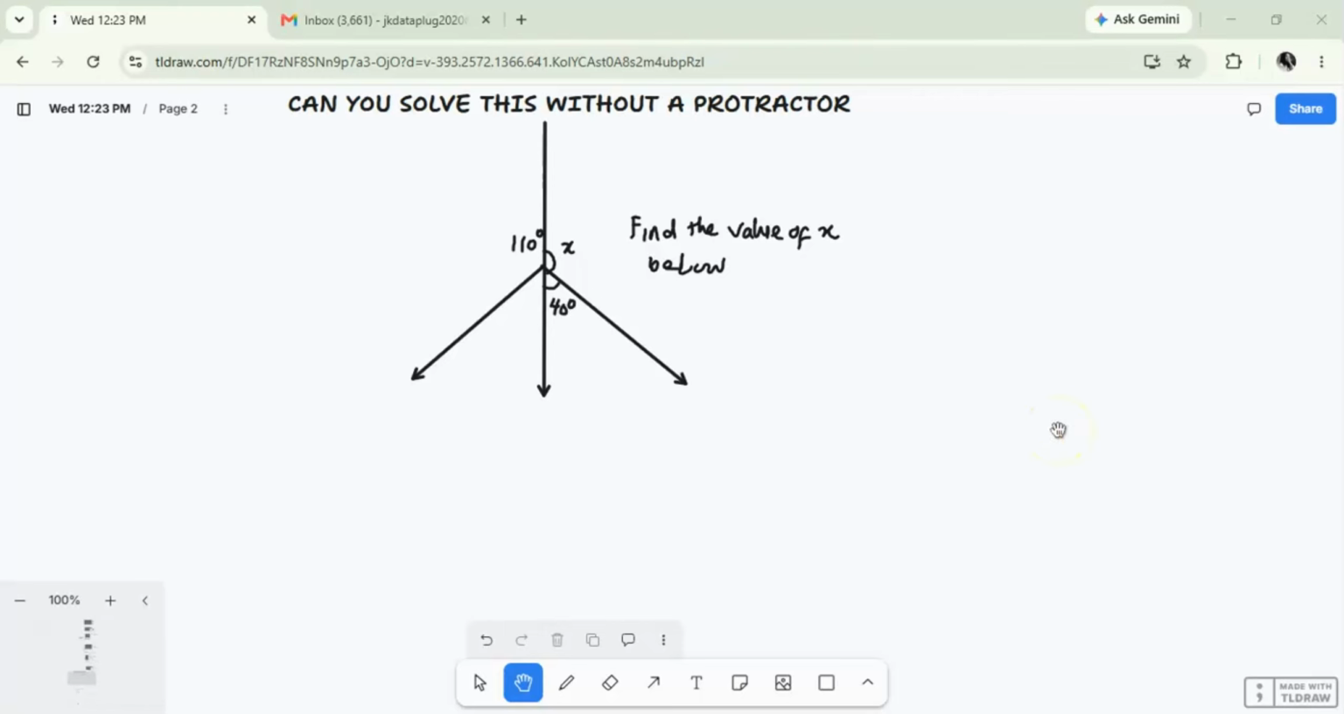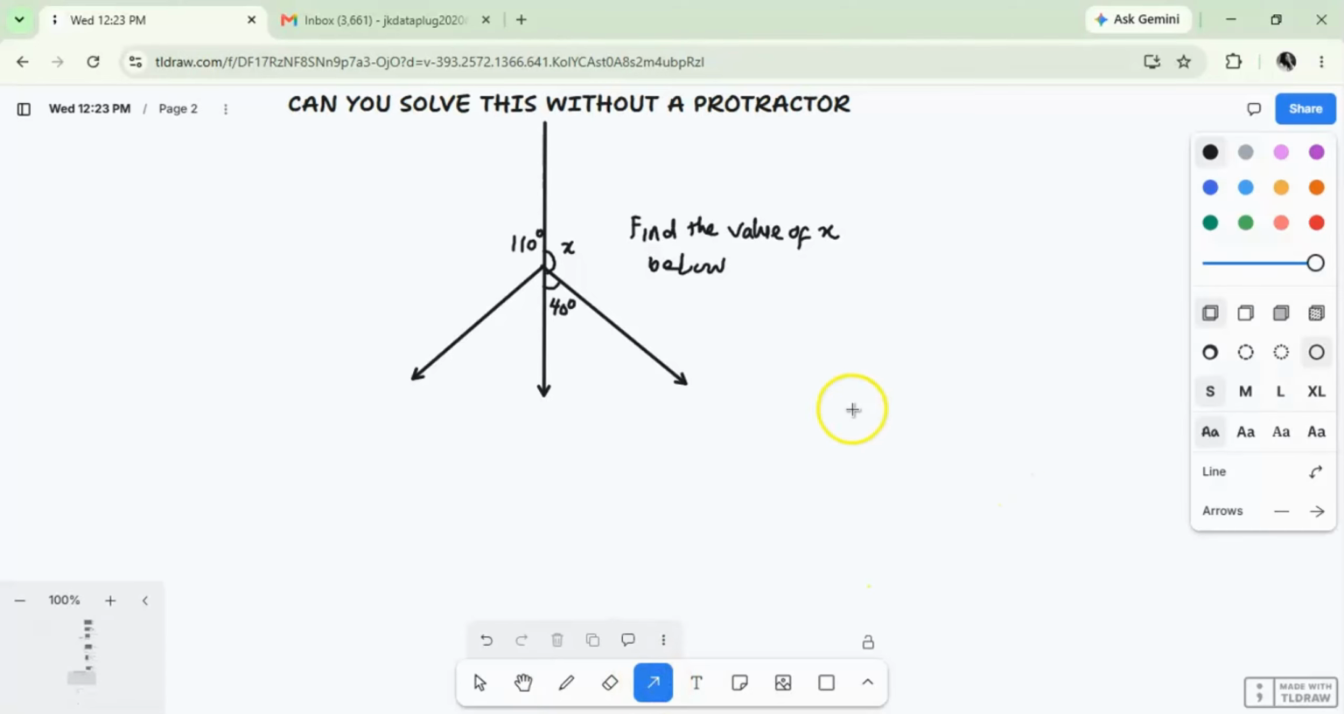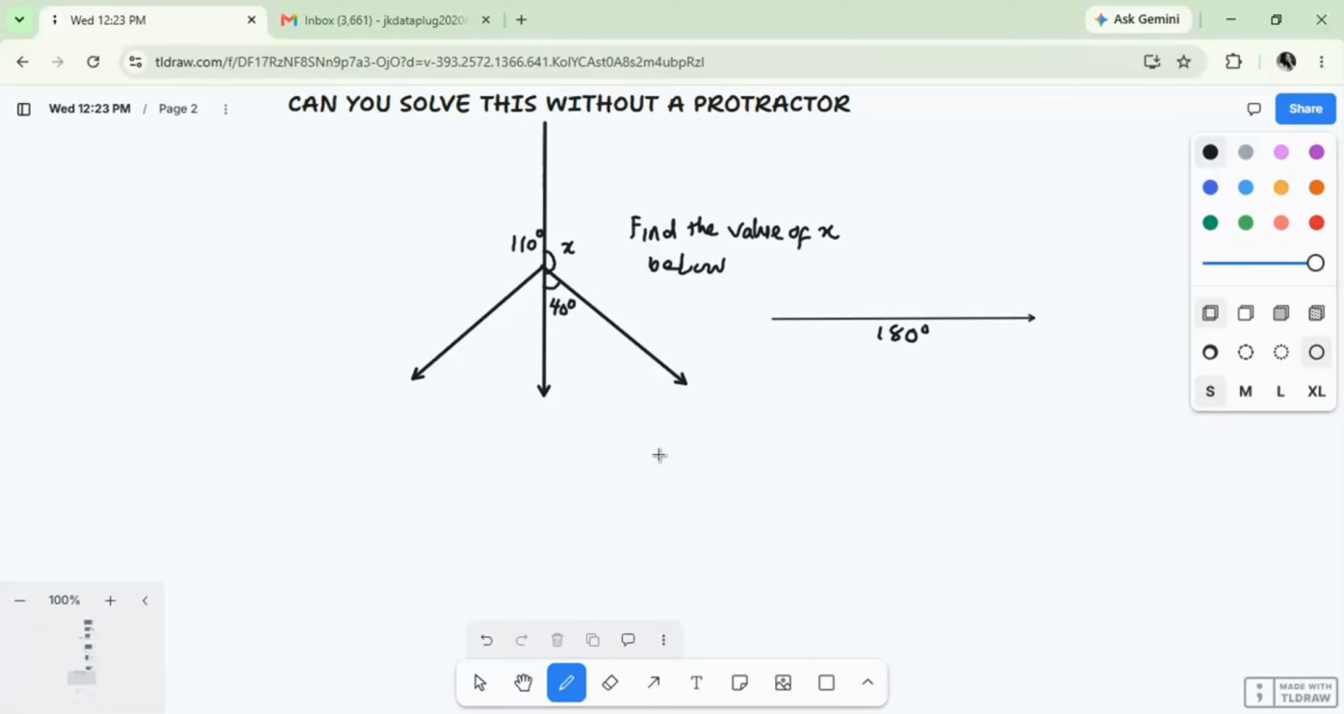Before we solve it, here is the most important thing you need to remember about these questions. A straight line is 180 degrees. Think of 180 degrees as your angle budget. Whenever you're dealing with angles on a straight line, the total must be 180 degrees.